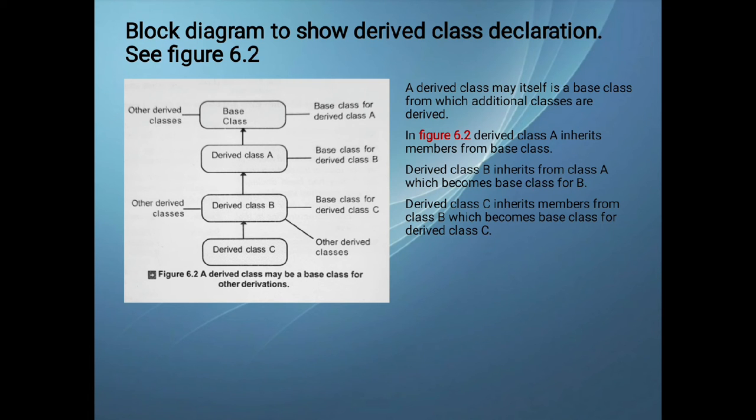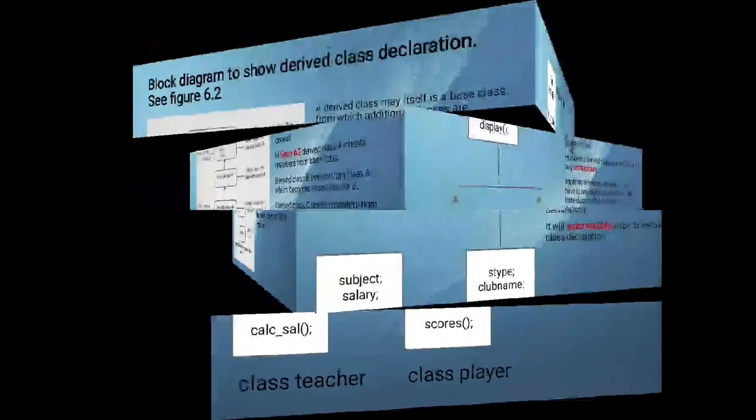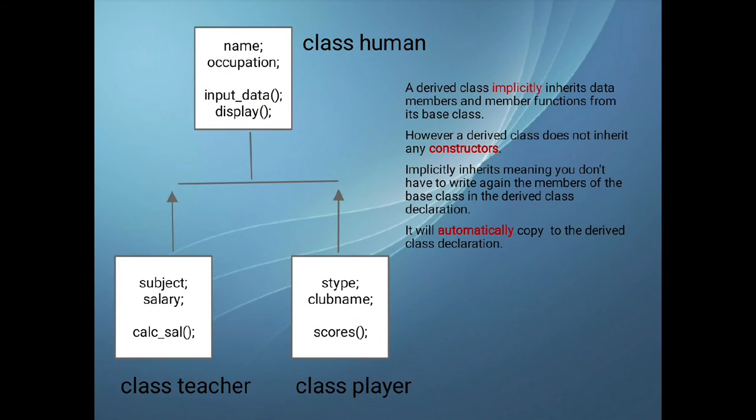So have a look at this diagram nicely, and try to understand the difference between the base class and derived class. Next we have another block diagram. In this block diagram you will see three classes.